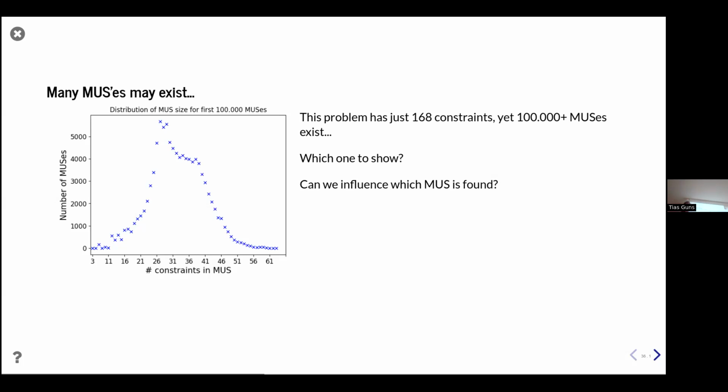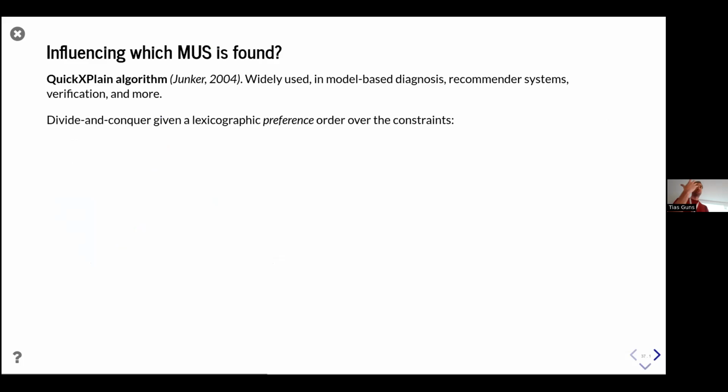So there's even one of size 3, just 3, but there's more than 5,000 of size 31, 32, 33. Okay, so if you just run your MUS algorithm and we got 11, we were still pretty lucky, but you might as well get this one or even this one. So the question is, if we actually want to show these explanations to a user, can we influence which type of MUS is found?